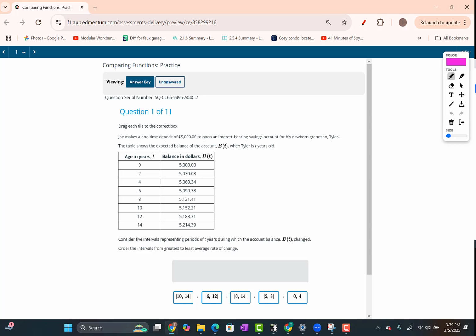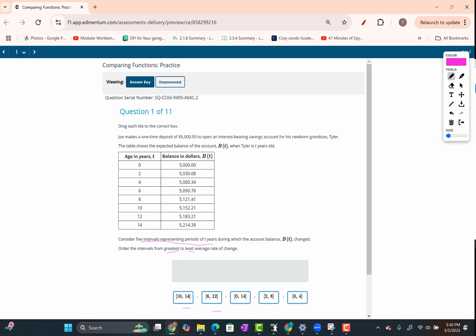Question 1. Joe makes a one-time deposit of $5,000 to open an interest-bearing savings account for his newborn grandson, Tyler. The table shows the expected balance of the account B of t when Tyler is t years old. So when he's 0, there's $5,000 in the account. When he's 2, there's $5,030. All the way until he's 14, there's $5,214.39. Consider the 5 intervals representing a period of t years during which the account balance B of t changed. Order the intervals from greatest to least.